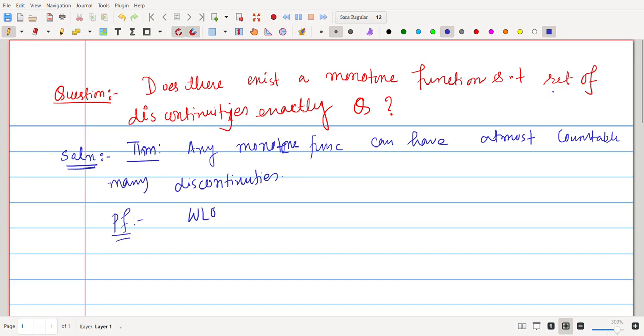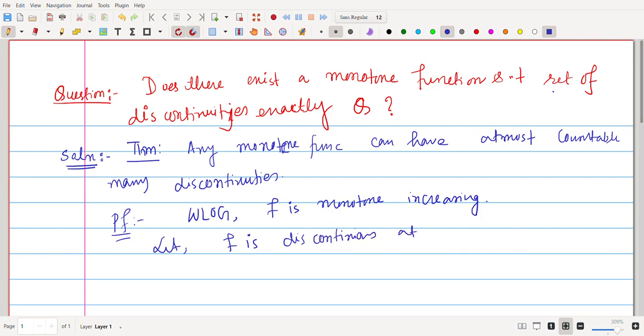Without loss of generality, I am assuming that our function is monotonically increasing. You can do the same thing for monotonically decreasing. So, without loss of generality, assume f is monotone increasing. Then my claim is that f can have at most countably many discontinuities. So let f be discontinuous at some point a.